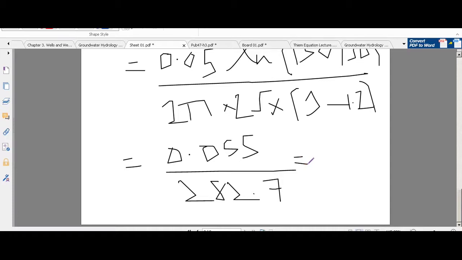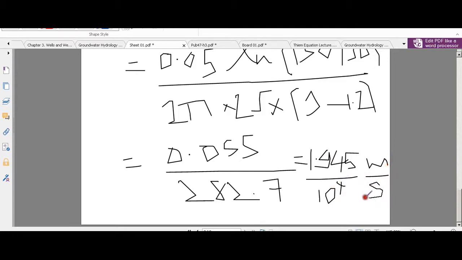I think it is 1.945 into 10 to the power minus 4, or divided by 10 to the power 4. What are the units? Meters per second. I think we can match the answer.